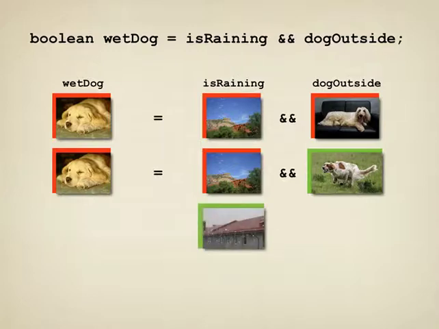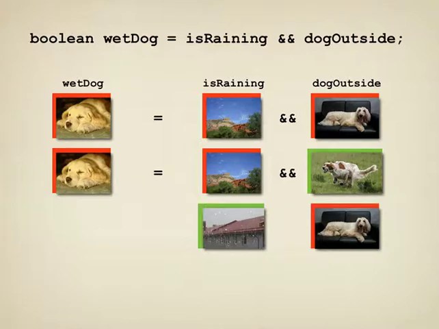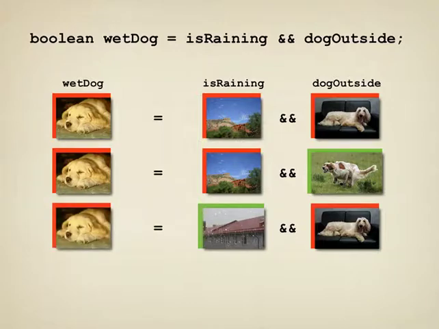Let's try another condition. Suppose it's raining outside. All right, it's pouring rain. Where's my dog? My dog is inside. So is raining is true, but dog outside is false. Are they both true? Well, that's what the and asks. And no, they're not both true. My dog is inside where it's dry, so my dog is still dry.